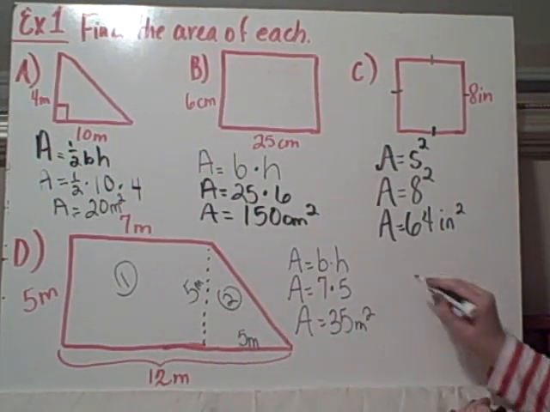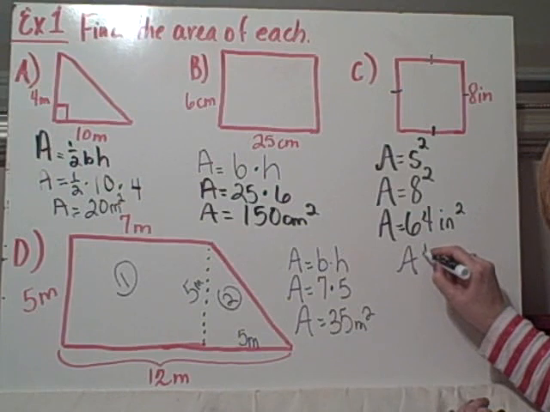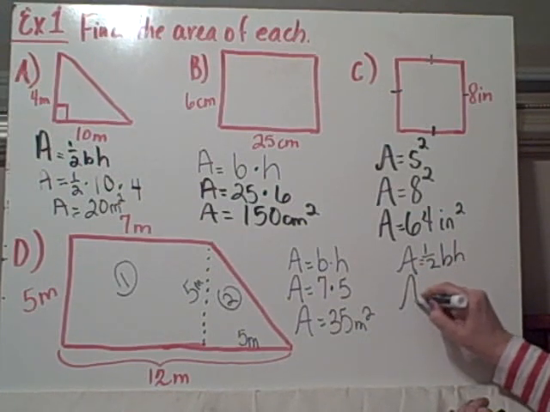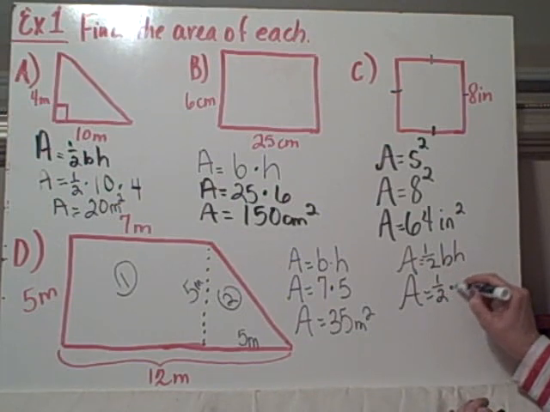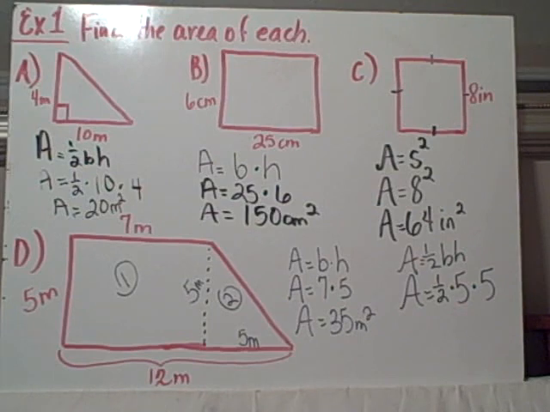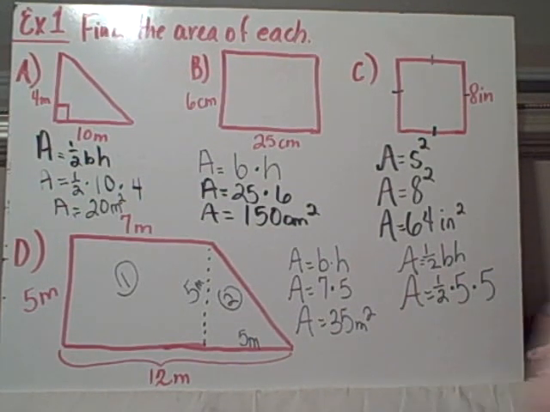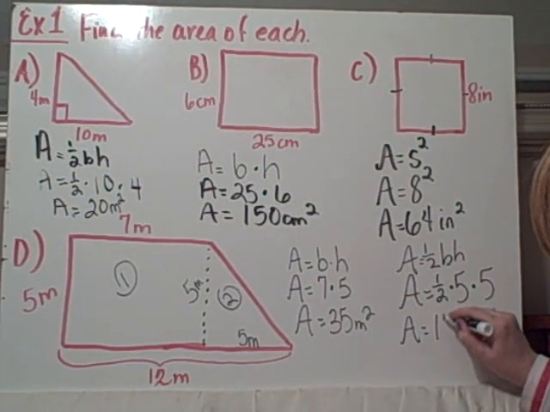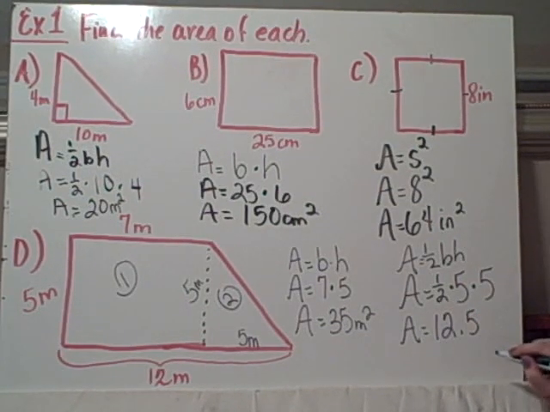Go to shape 2. Shape 2 is a triangle, so I'm going to use 1/2 base times height, and the base is 5, and the height is 5. Now I don't have nice numbers here to multiply and divide in half, but for me it's easier to multiply 5 times 5, which is 25, and think about what is half of 25. And in this case, the area here would be 12 5/10, or 12.5 meters squared.